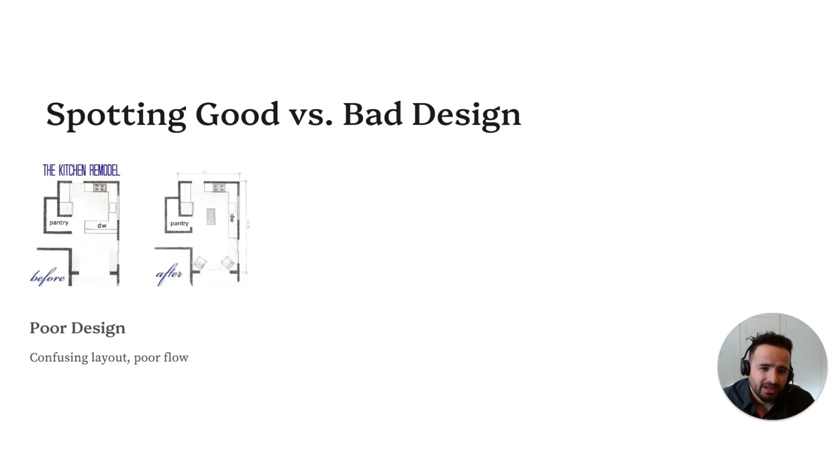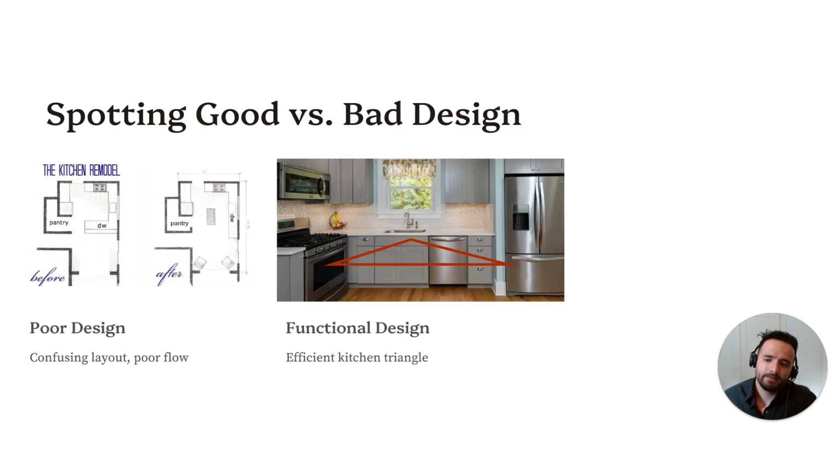Now, how do you spot good design? It's about functionality and flow. The kitchen triangle is a key concept. It places the sink, stove, and fridge in a triangle. This ensures easy movement between stations without wasting time walking too far. A well-positioned kitchen triangle makes cooking more efficient.